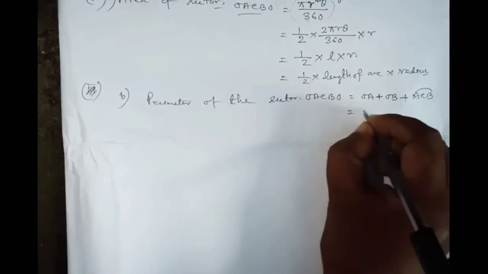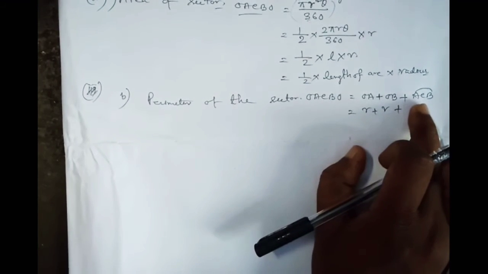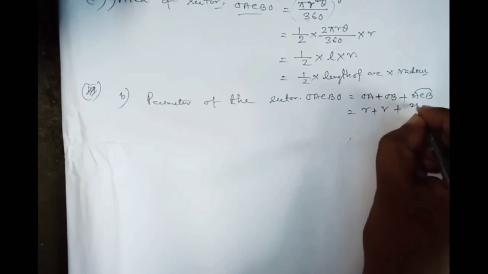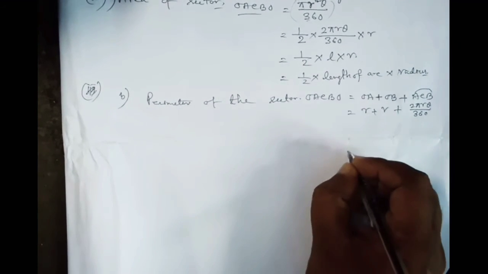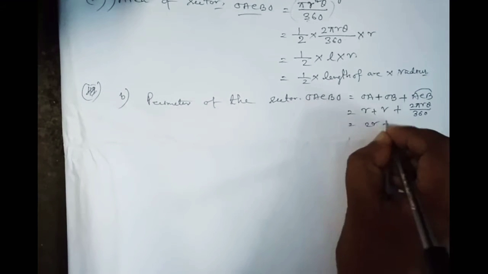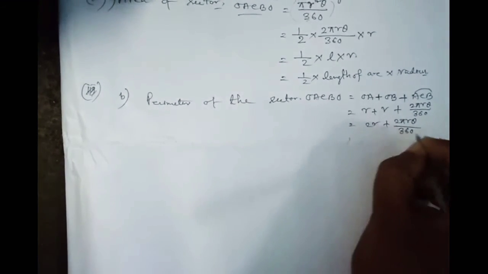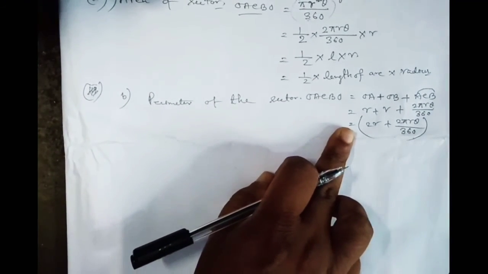Now OA is equal to r, OB is equal to r, plus ACB. What is ACB? The arc, that is 2 pi r theta by 360. So it is 2r plus 2 pi r theta by 360. So that is the perimeter of the sector.